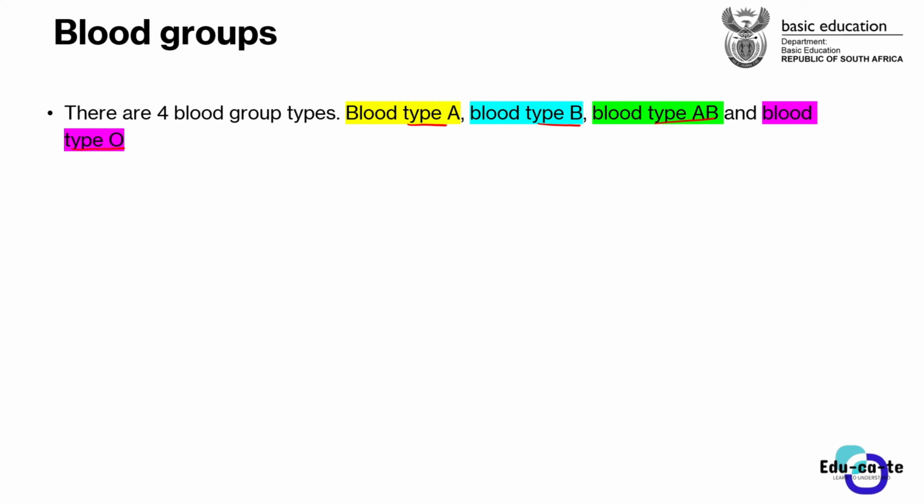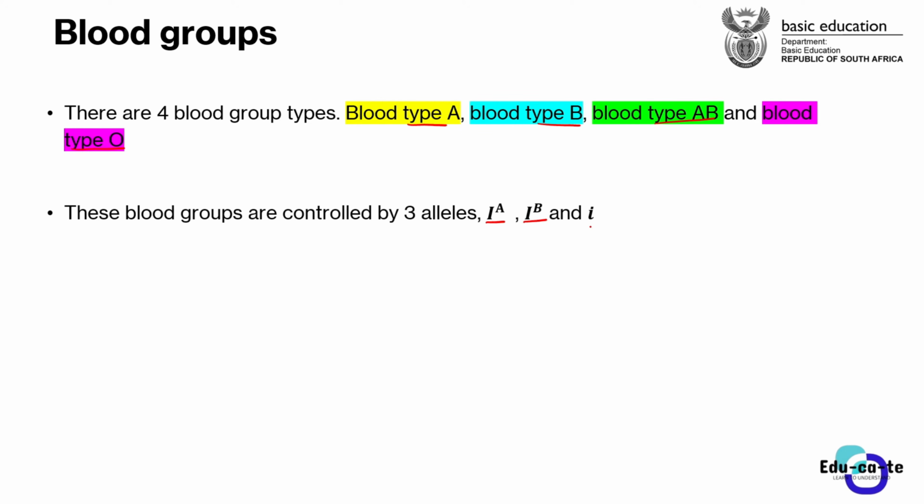Now for us to have these blood group types, their genotype is actually defined by a certain allele. Basically, these blood groups are controlled by three alleles, which are I to the power of A, I to the power of B, and small letter i. So these are the three alleles that control the blood groups. Some of these three alleles have to play a role in defining the genotype of each and every blood group.